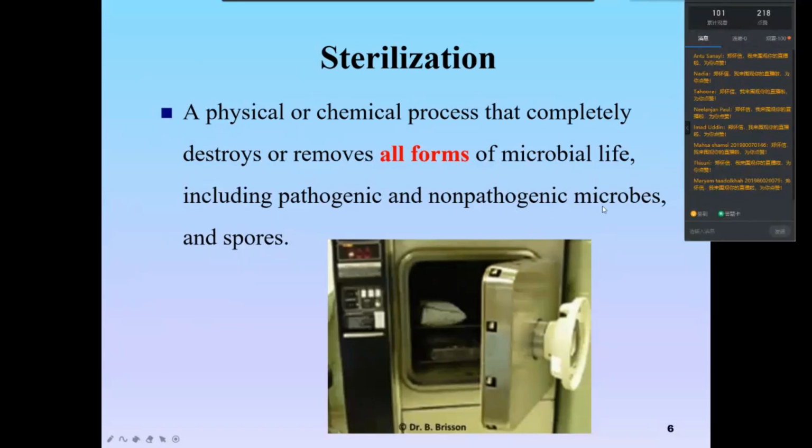And also include spores. This means that you not only kill the vegetative replicating cells, but also kill the endospores, the latent form of life. So this is the complete and most harsh condition to kill anything. So this is sterilization.